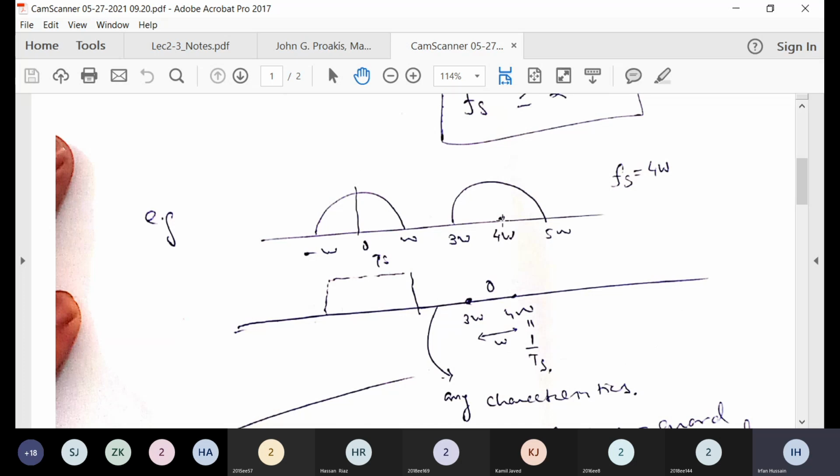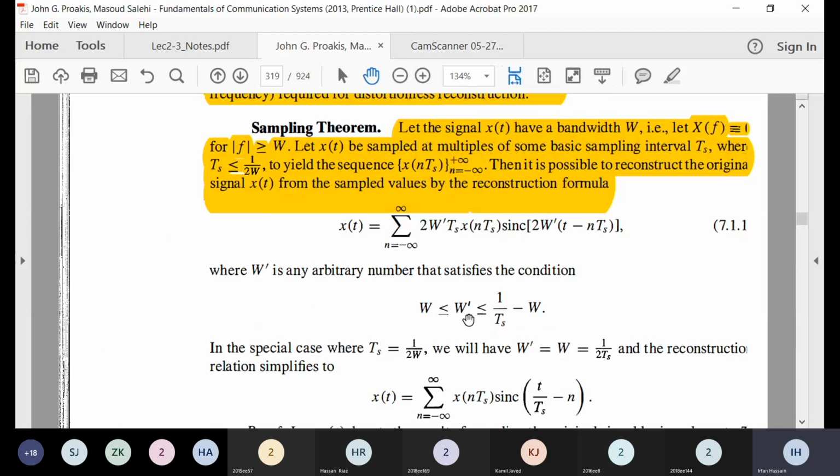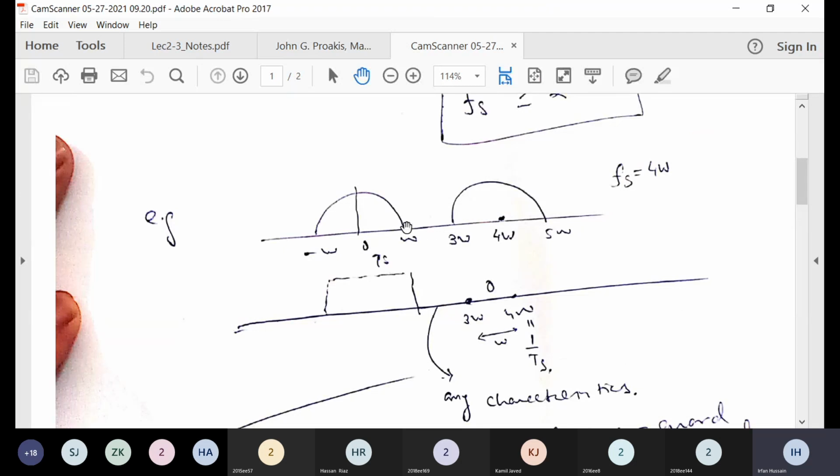This W dash, if you could see here, is between W and 1 over Ts minus W. This is 1 over Ts, and this width is W. So this point is actually 1 over Ts minus W. So between W and 1 over Ts minus W, your W dash will lie.